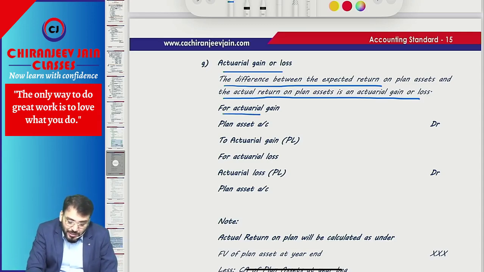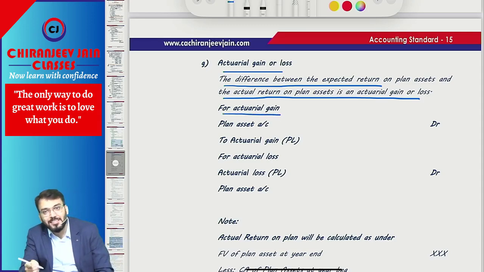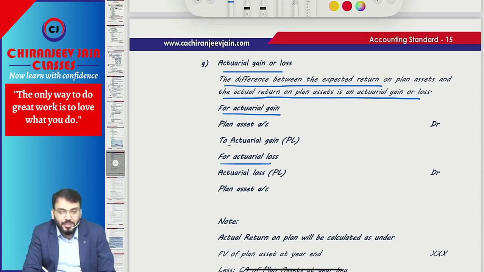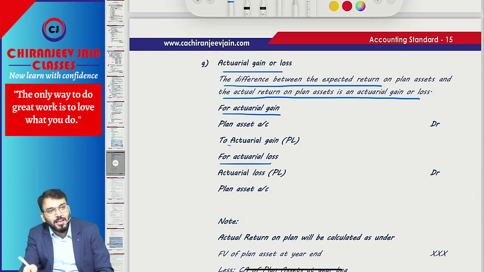So for actuarial gain, what journal entry? Plan asset to actuarial gain, transfer to PL. For actuarial loss, what journal entry? Actuarial loss to plan asset. Actuarial loss will also be debited to PL.